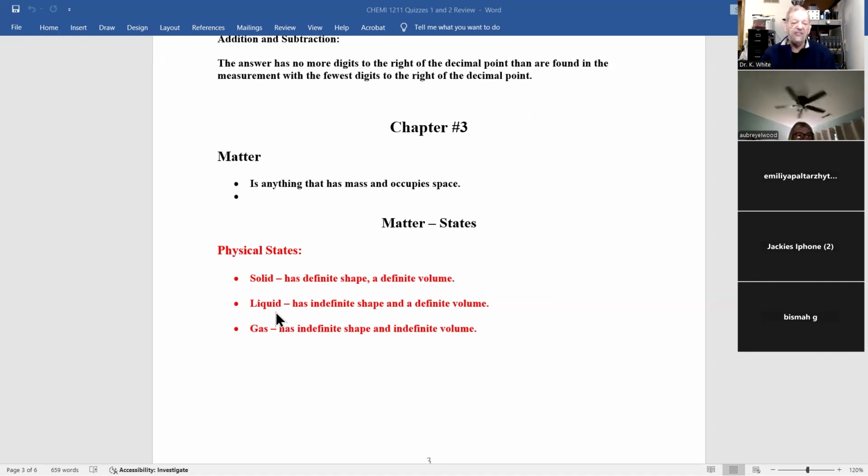So the three physical states of matter are solid, definite shape, definite volume; liquid, indefinite shape, definite volume; and finally, gas, indefinite shape, indefinite volume. And you should know all that.